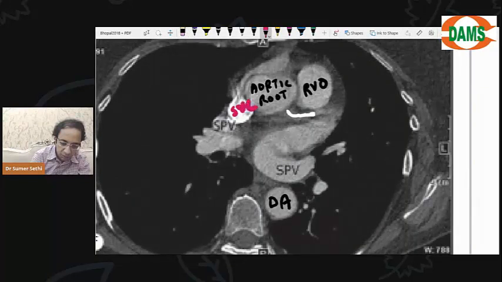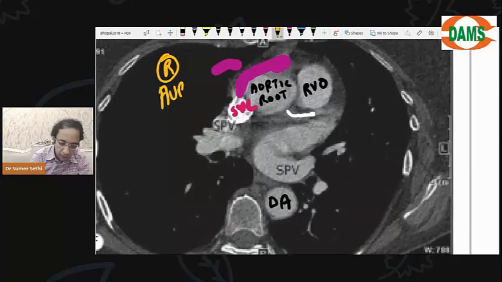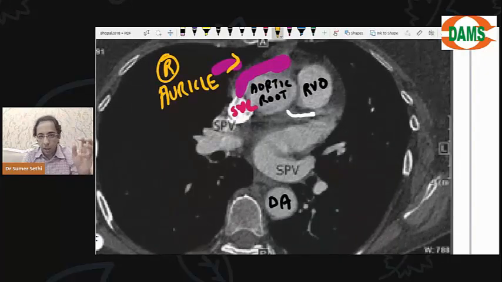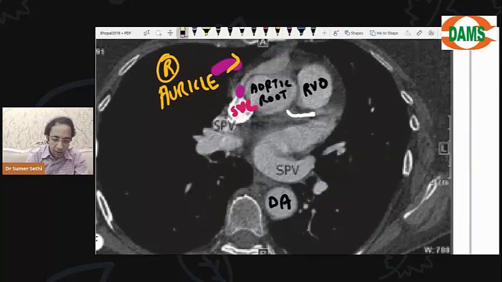This is your superior vena cava, and from the junction of the superior vena cava and the right atrium, there is a tubular outpouching coming out like this. This is called the right auricle. Do you remember from your anatomy class that atria have a tubular outpouching called auricle, and the right auricle is present just anterior to the aortic root. Okay, this was your right auricle.